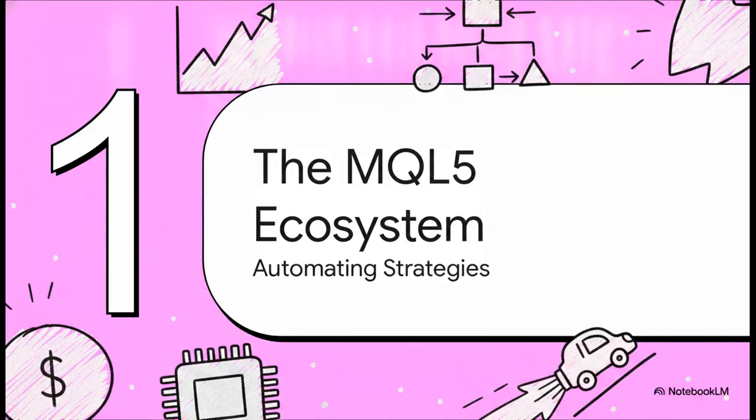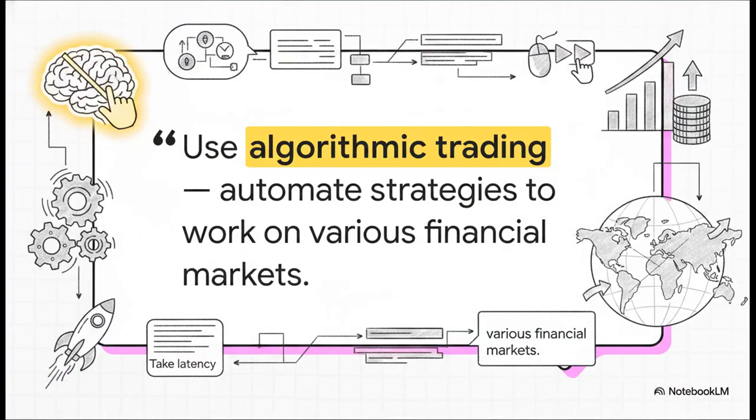Section 1. The MQL5 trading ecosystem. To really build effectively within MetaTrader 5, we first need to look at the high-level tools we actually have at our disposal. Right at the very beginning of the MetaQuotes manual, there's this great guiding principle. Use algorithmic trading. Automate strategies to work on various financial markets. That really hits the nail on the head, right? Because the whole goal here is to literally take human error, emotional hesitation, and lag completely out of the equation. We want the code executing our exact mathematical models.